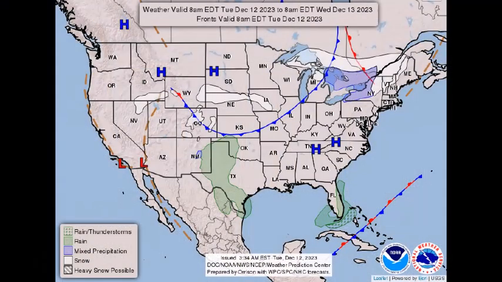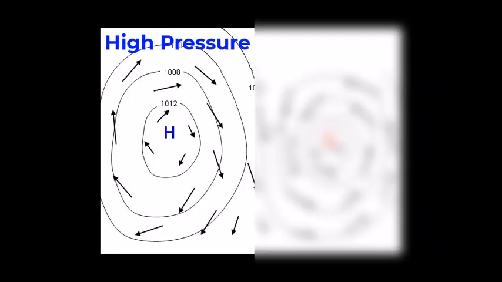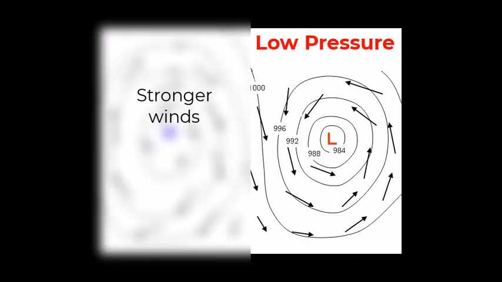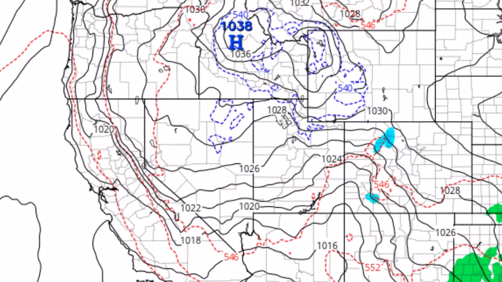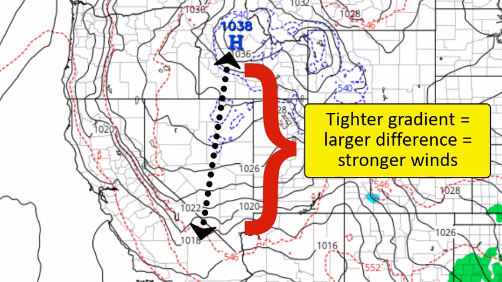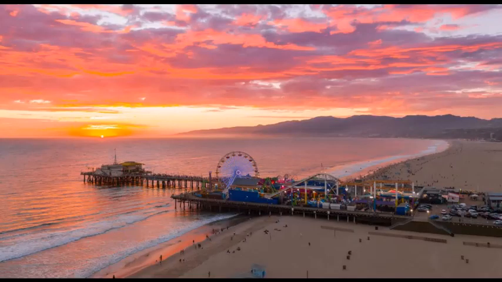Air typically travels from areas of high pressure to areas of low pressure, and this movement of air causes the wind. Under high pressure, winds are typically light and move clockwise around the high pressure and outwards towards low pressure. Winds are typically stronger under low pressure and move counterclockwise around it. The speed of the wind depends on how tight the gradient between the high and low is. In other words, the strength of the wind is determined by the strength of the difference in intensity between the high and low pressure.